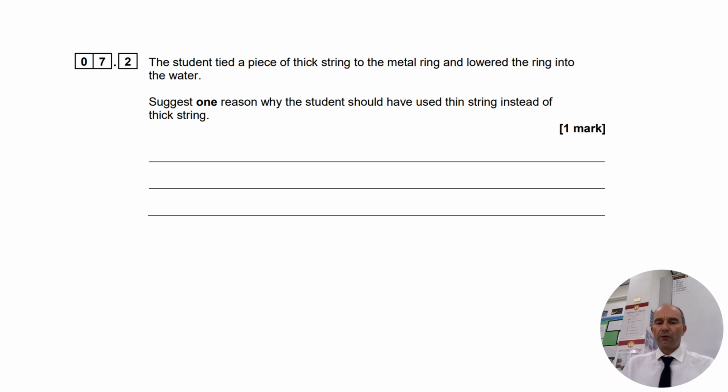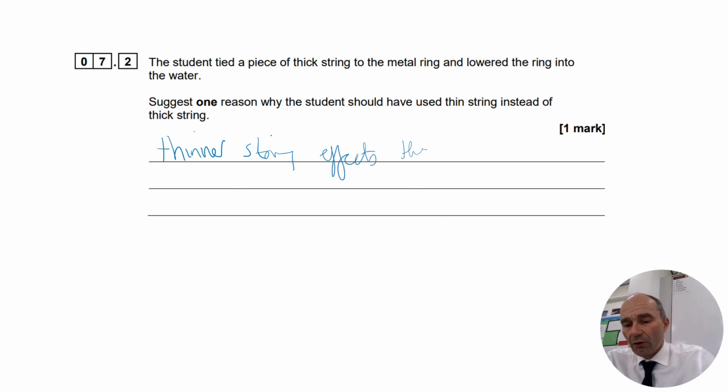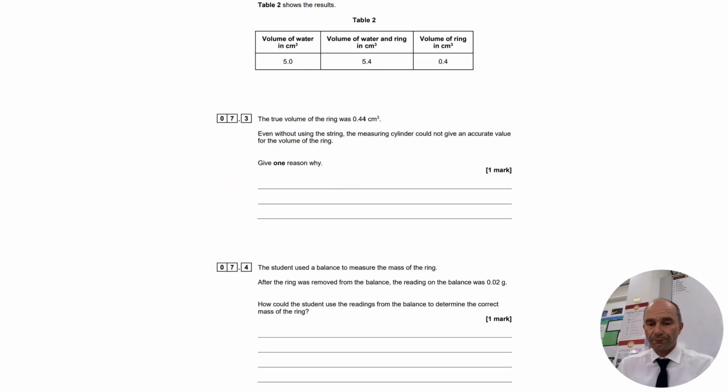All right, and then 7.2, the student tied a piece of thick string to the metal ring and lowered the ring into the water. Suggest one reason why the student should have used thin string instead. Now this is only worth 1 mark. Obviously the thinner string would have less of a volume than the thicker string, therefore it would have less effect on the actual volume. So thinner string affects the total volume less. Obviously, the thinner string is still going to affect the volume. It's going to increase the actual volume, but not as much as our thick string would have done.